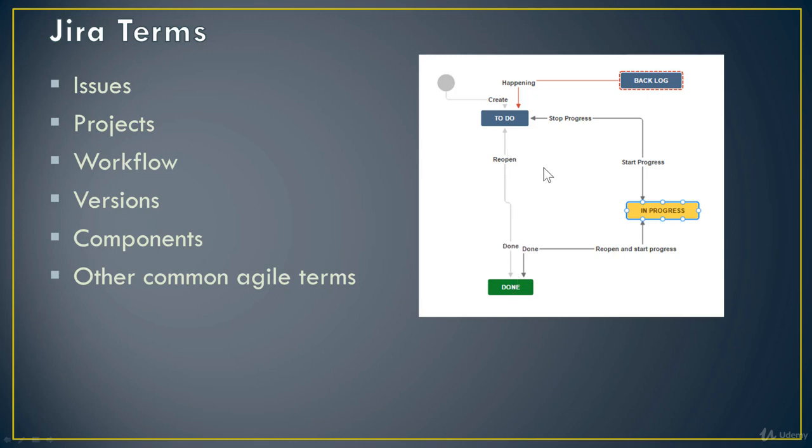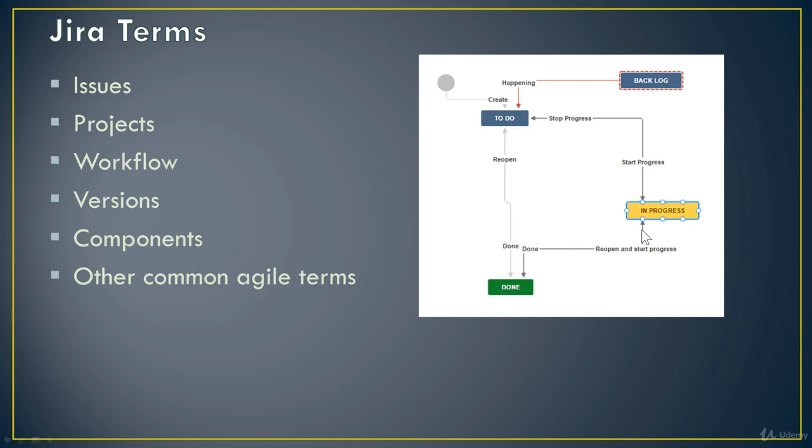So for example, if I have an issue sitting in the to-do state, I could initiate the transition of start progress, which would take the issue to the in progress status. Or I can initiate a transition called done, which would take the issue to the done state. And transitions in JIRA are basically represented by a button on the issue details page.